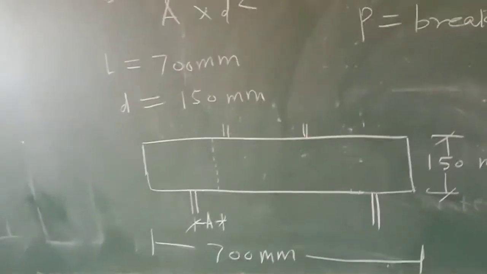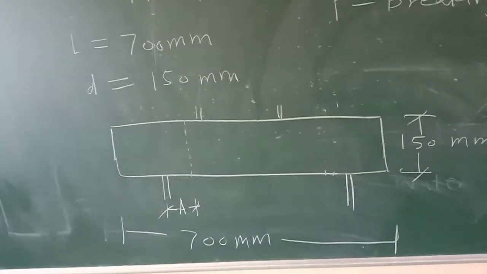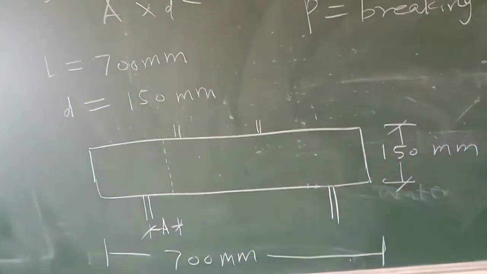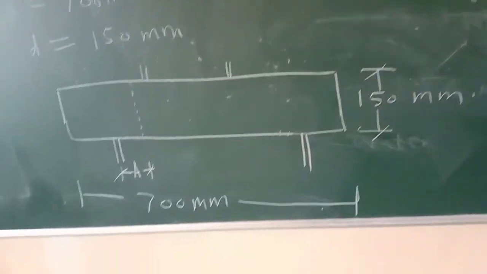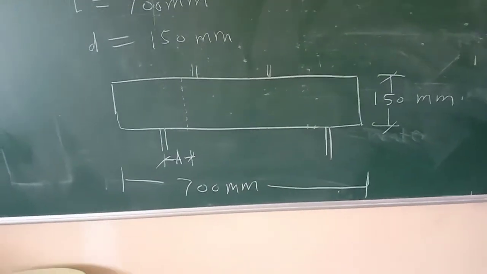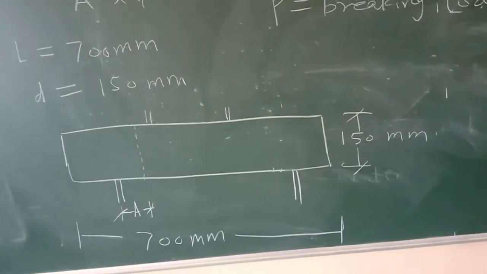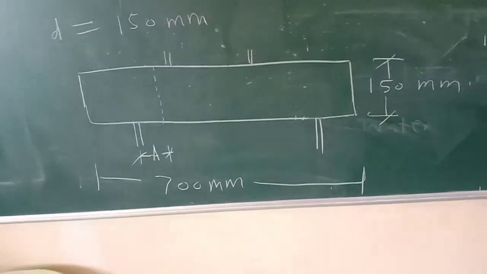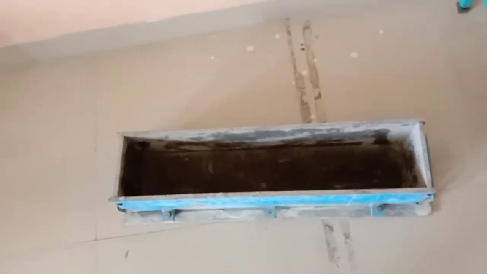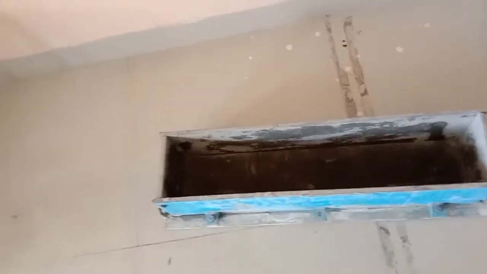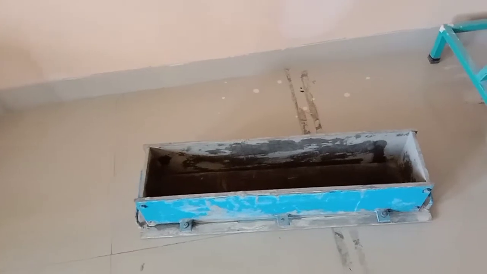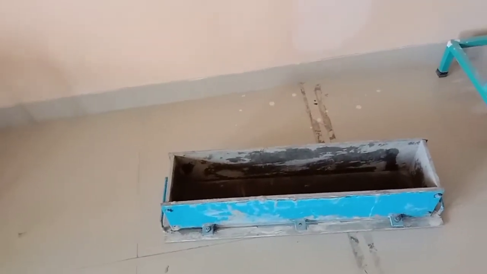For that we need to cast a beam of size 700 mm length and 150 by 150 mm width and depth. Either 700 mm or 500 mm length, and the other dimensions will be 100 mm by 100 mm, meaning depth and width. Here we are going to cast the 700 mm length and 150 mm by 150 mm beam. This is the mold we are going to use for casting the beam.